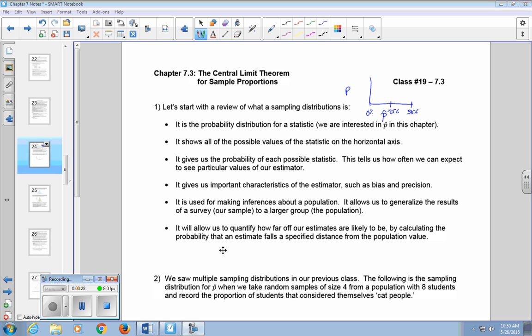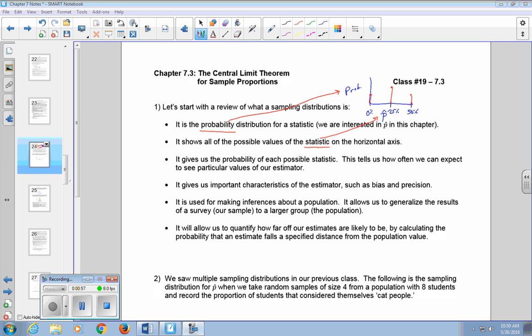And over here we saw probabilities. For our simulated one, or we'll do the exact one, we saw a distribution that looked something like this. Keep in mind it's a probability distribution for a statistic. We're interested in p hat in this chapter. It gives us probabilities on the vertical axis, and shows all of the possible values of the statistic on the horizontal axis. So these are p hats on the horizontal axis.